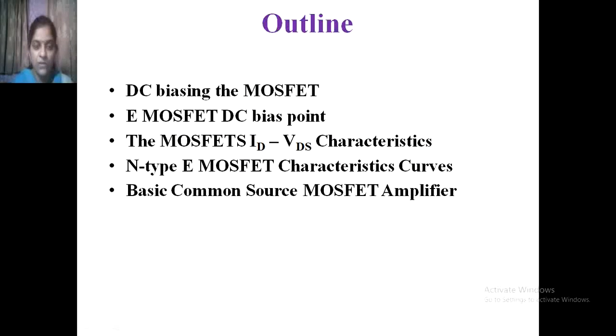For today's session, our outline is DC biasing the MOSFET, then the E MOSFET DC bias point, then the MOSFET ID VDS characteristics, then N-type E MOSFET characteristic curves, and after that the basic common source MOSFET amplifier we are going to see. So let us start with DC biasing the MOSFET.